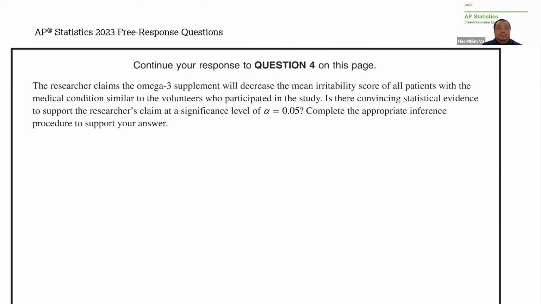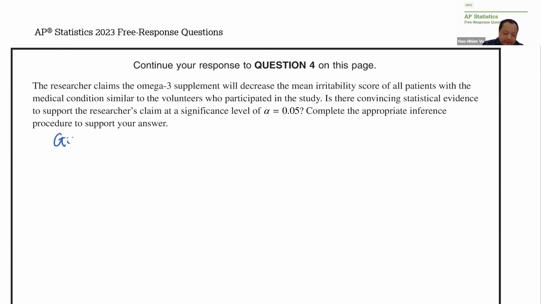Next page. The researcher claims the omega-3 supplement would decrease the mean irritability score of all patients with medical conditions similar to volunteers. Is there convincing statistical evidence to support the researcher's claim at a significance level of alpha equals 0.05? Complete the appropriate inference procedure to support your answer. So this is a typical, straightforward, no tricks hypothesis testing question involving matched pairs or mean of differences.